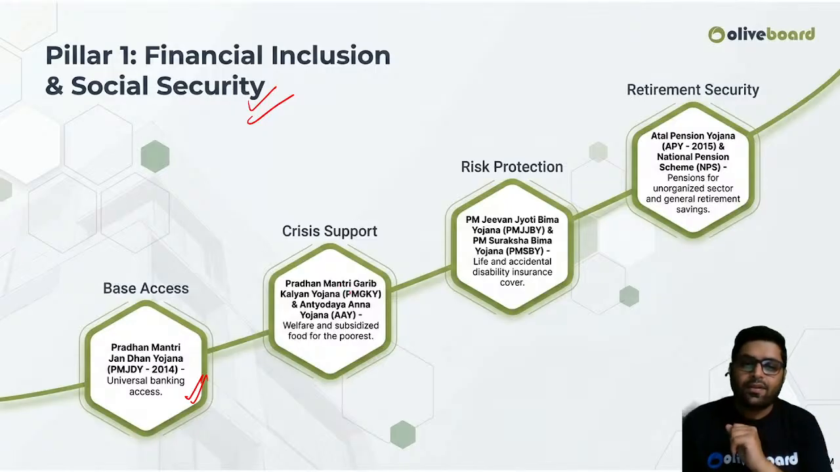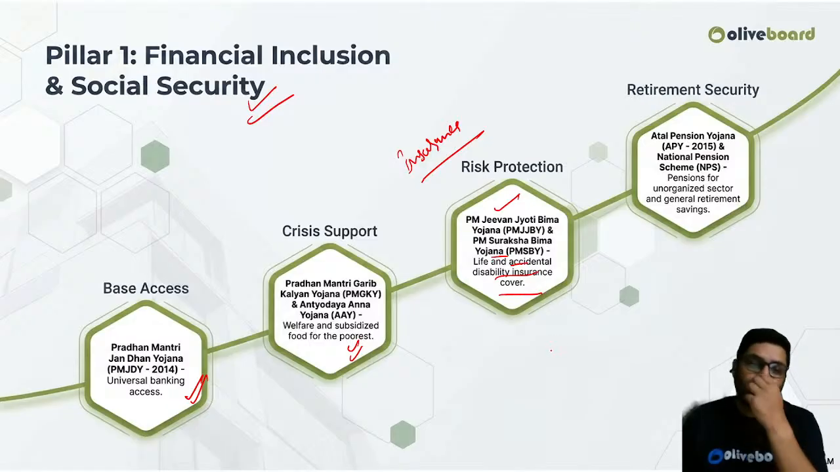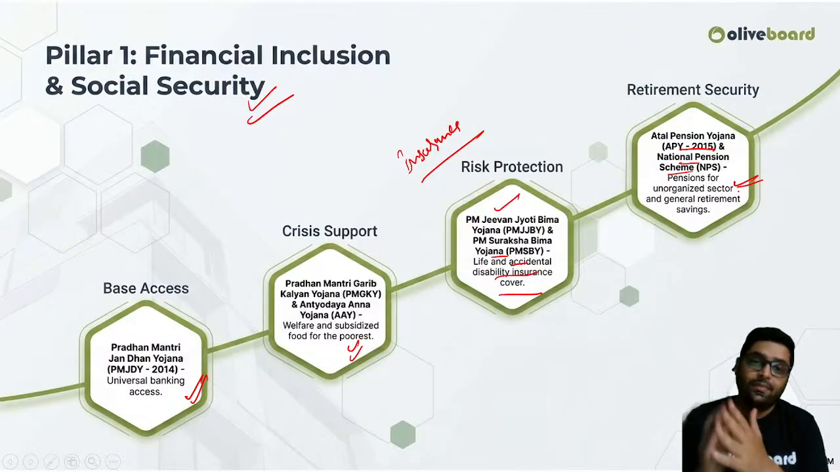For crisis support, we had Pradhan Mantri Garib Kalyan Yojana and Antyodaya Anna Yojana. This was basically to subsidize food for the poor, to provide guaranteed food to the poor. For risk protection, we had Pradhan Mantri Jeevan Jyoti Bima Yojana. So it is kind of an insurance, you can say, life insurance. Pradhan Mantri Suraksha Bima Yojana, life and accidental disability cover. And then came Atal Pension Yojana, national pension scheme, pension for the unorganized sector, retirement security.